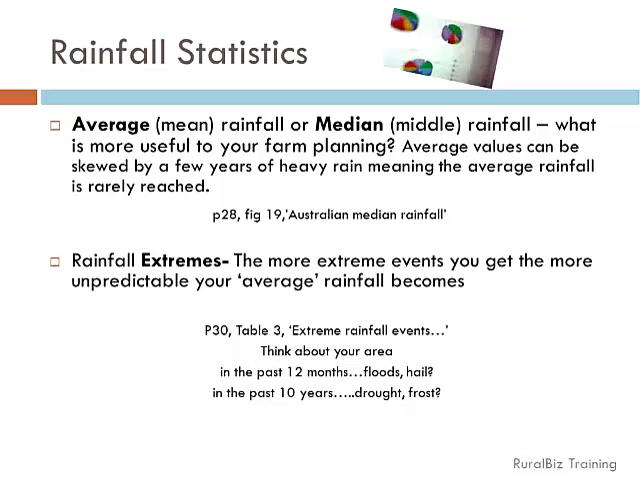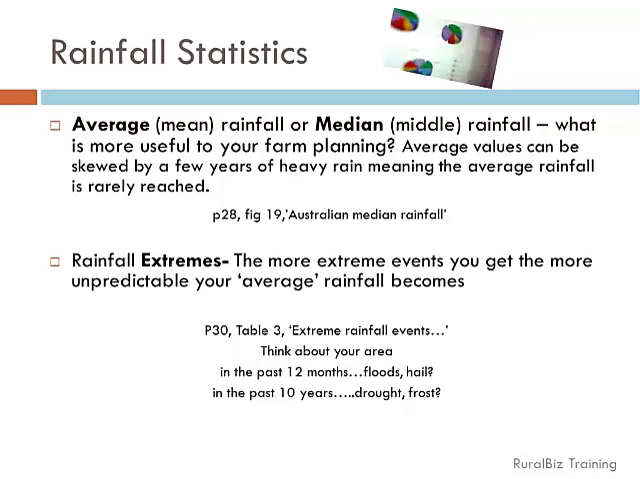If you look on page 28, it'll give you some more detail about how to find that reading. If you had 30 years of rainfall figures, and ranked them from the highest rainfall down to the lowest rainfall, the one in the very middle, number 15, would be the median figure.